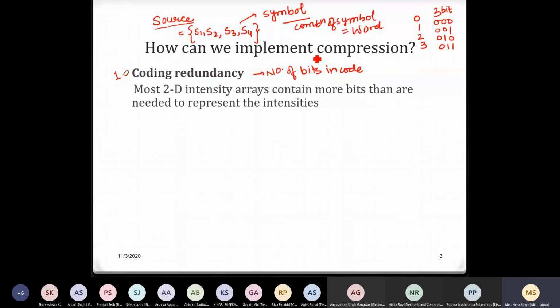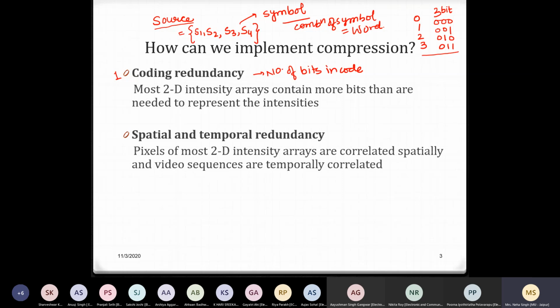This is a word. So your source may give out some words based upon some symbols. If the number of symbols is less, I should use a smaller number of bits per symbol. But the simplest case is I use an equal number of bits per symbol. Later on we will see that we can have variable length coding, so that the number of bits required is not equal for all the symbols, and we'll see how this works out for compression.